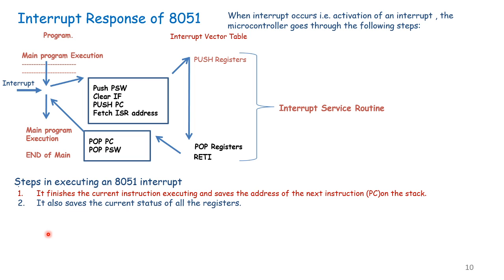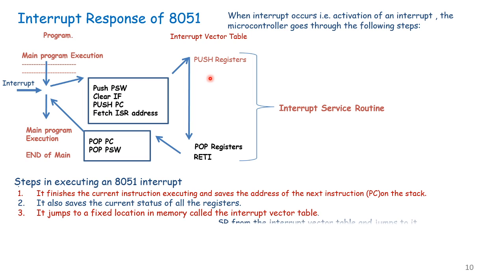Second step, it also saves the current status of registers, like the PSW register and flag register contents, on the stack, and jumps to a fixed location in memory called the interrupt vector table, and then jumps to this interrupt service routine. The microcontroller gets the address of the ISR from the interrupt vector table and jumps to it.